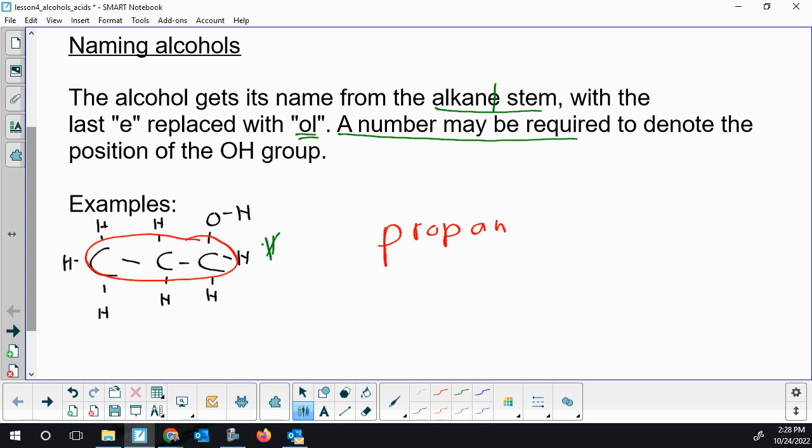The shortest way visually is from the right, and it is coming off the very first carbon. That would be the second. That would be the third. So this is propan-1-ol. Okay. I need my number because there's another isomer that would be propan-2-ol. It could be in the middle position. Okay. So we need the number to tell the reader it's not in the middle, it's at the end.